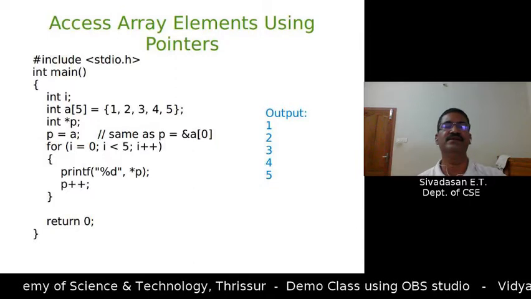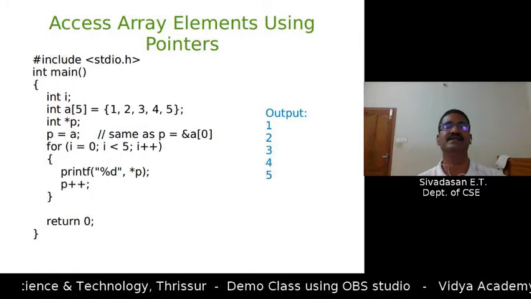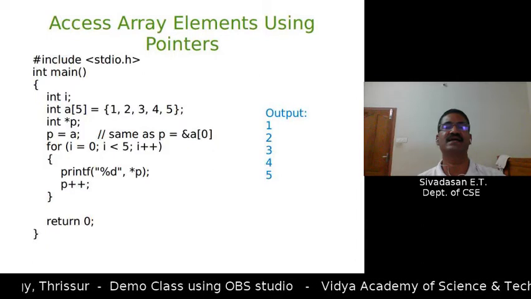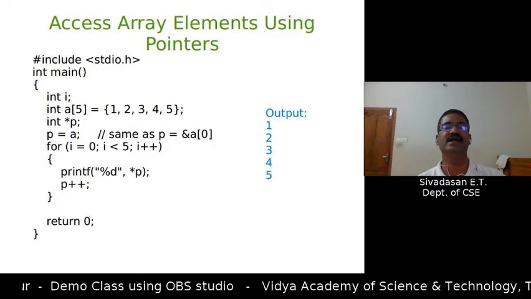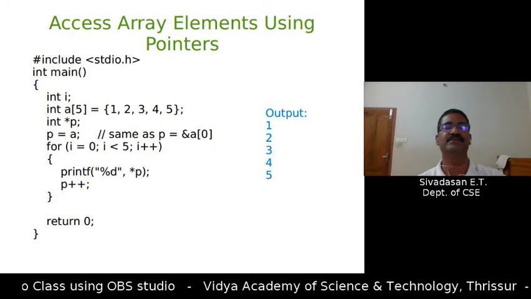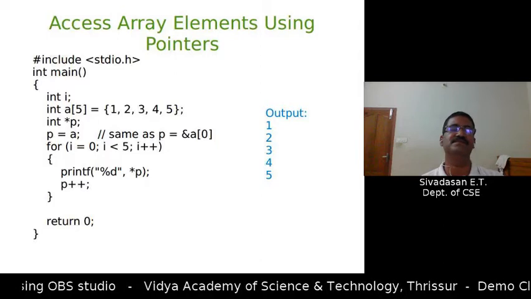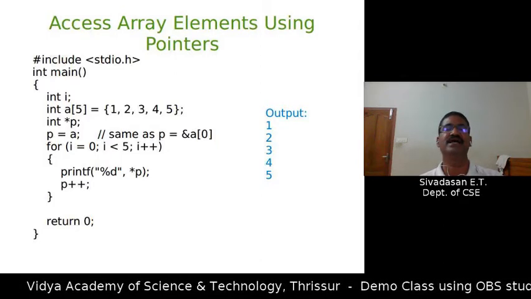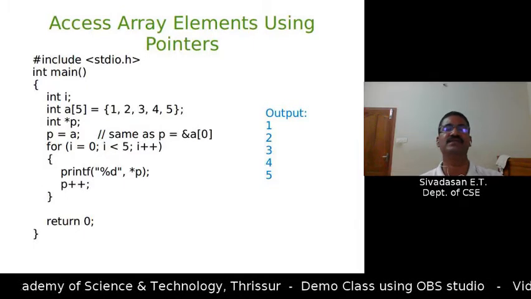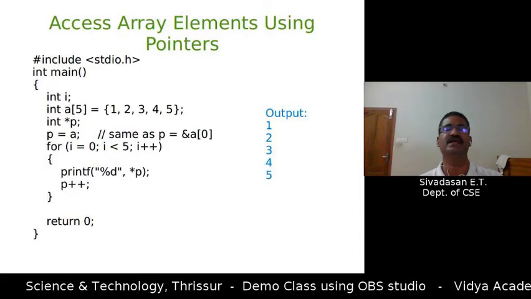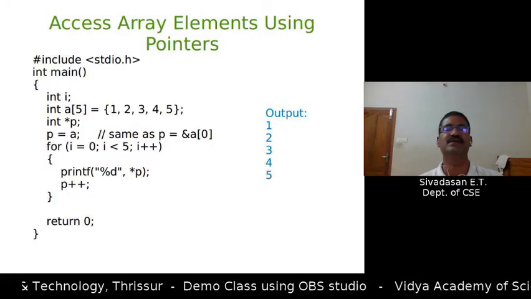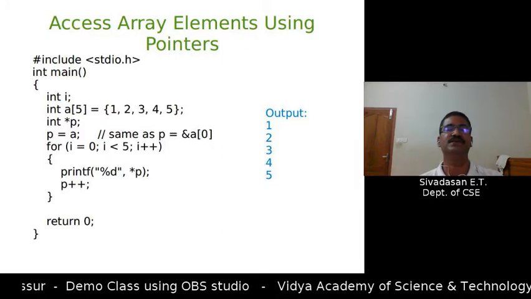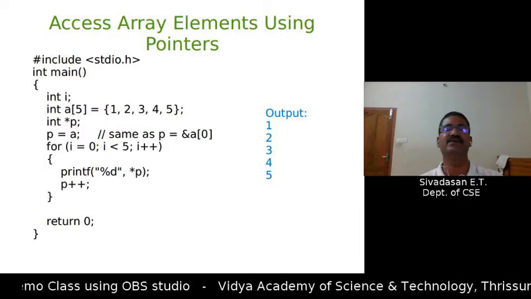Now if you increment P, it will go to the next memory location. Again, if you print star P, the second memory location's value will be printed. Now again increment P by P++. P++ means P equal to P plus 1. Now it will move to the next memory location, so P holds the address of the next memory location. Now it is 3, and star P means the value 3. Likewise, you can traverse through each and every element of the array.